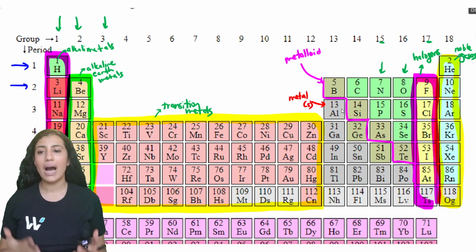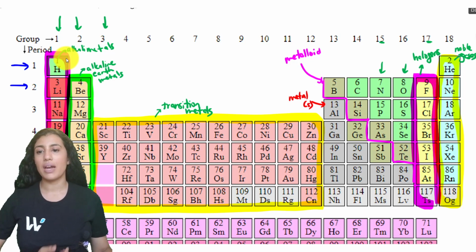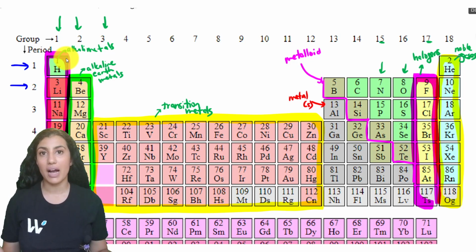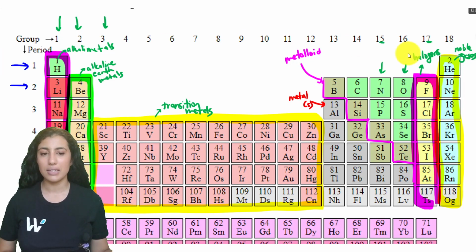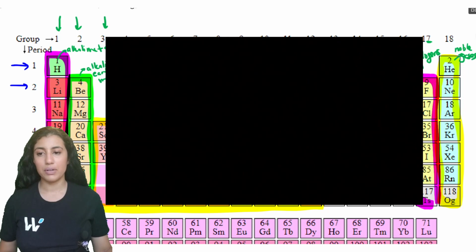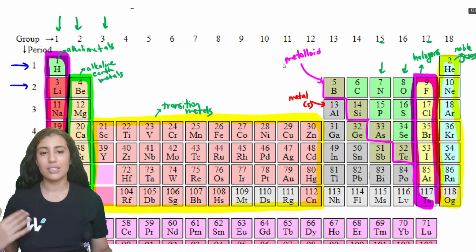Okay, so now how are metals in general different from nonmetals? We mentioned earlier that alkali metals are extremely reactive. So you can imagine nonmetals are going to be opposite. They're not going to be as reactive. And another difference is that metals in general can conduct electricity, whereas nonmetals do not conduct electricity.